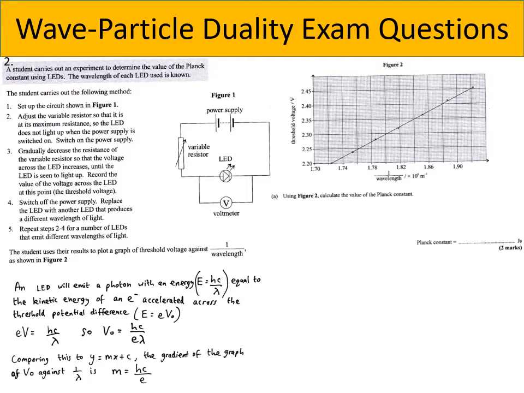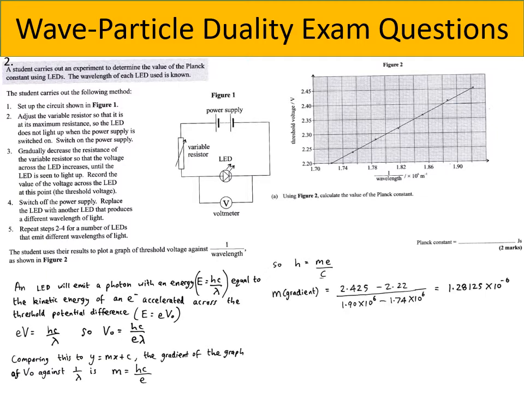Comparing this to our equation of a straight line, which is y equals mx plus c, we can see that the gradient of the graph of V naught against 1 over the wavelength is given by m, which represents the gradient, and m is equal to hc over e. So making h the subject of the equation, h is equal to me divided by c, where c is the speed of light, by the way, and e is the charge on an electron.